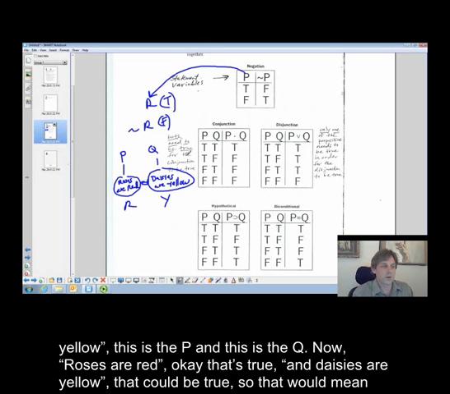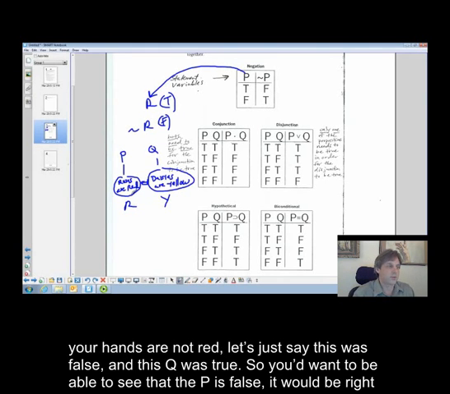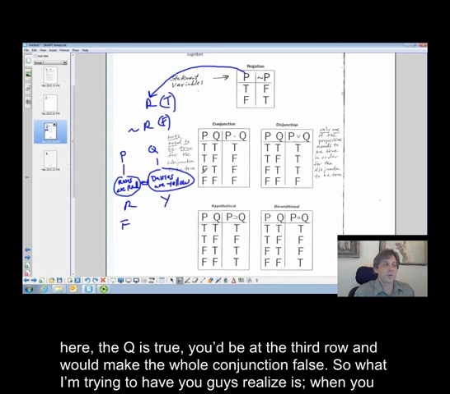Now roses are red, okay, that's true, and daisies are yellow, that could be true, so that would mean the P is true, the Q is true, so the conjunction is true. But let's say for whatever reason the roses you have in your hands are not red. Let's just say this was false, and this Q was true. So you'd see that the P is false and the Q is true, you'd be at the third row, and that would make the whole conjunction false.